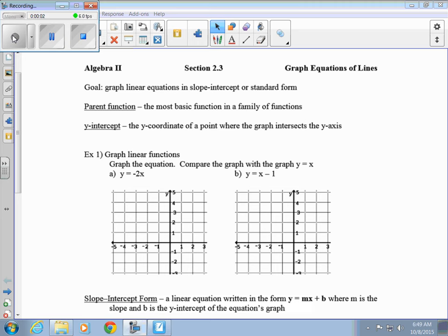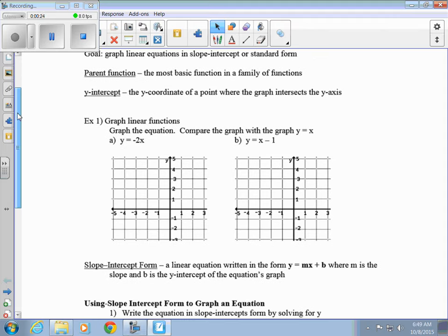Today we're going to be talking about section 2.3, which is on graphing equations of lines. And our goal is to graph linear equations in slope-intercept form or standard form. So we're going to talk first about a parent function, and that's the most basic function in a family of functions. And then the y-intercept is the y-coordinate of the point where the graph intersects the y-axis.